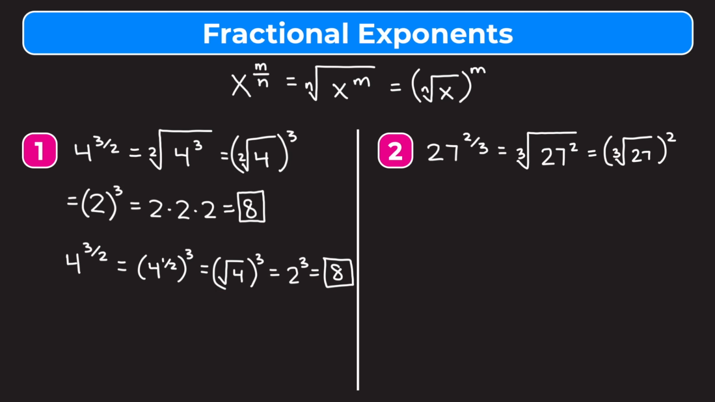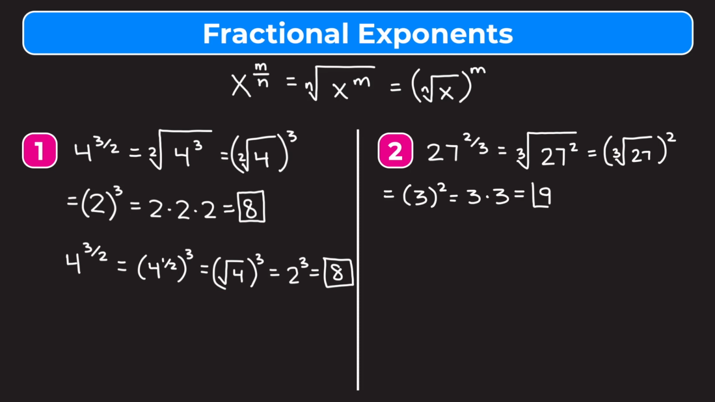And now we're going to evaluate the cube root of 27. So we need to find a number that when cubed, or multiplied by itself 3 times, is equal to 27. So take a second and think about that. And we should get 3, because 3 times 3 times 3 is 27. So now we have 3 squared, and 3 squared is just 3 times 3, which is going to give us 9.